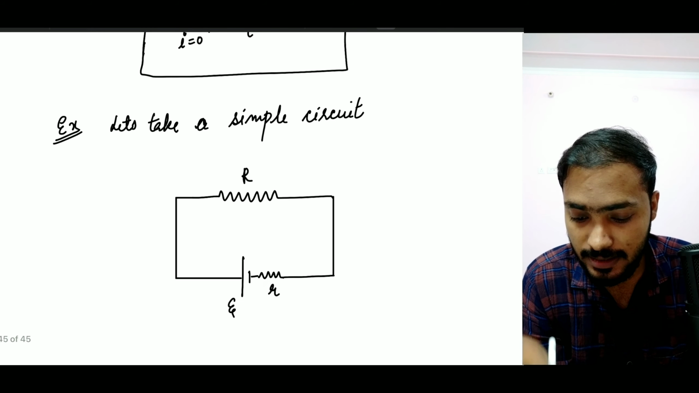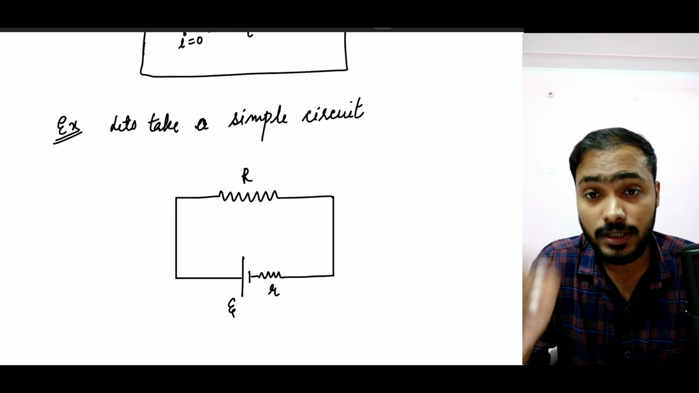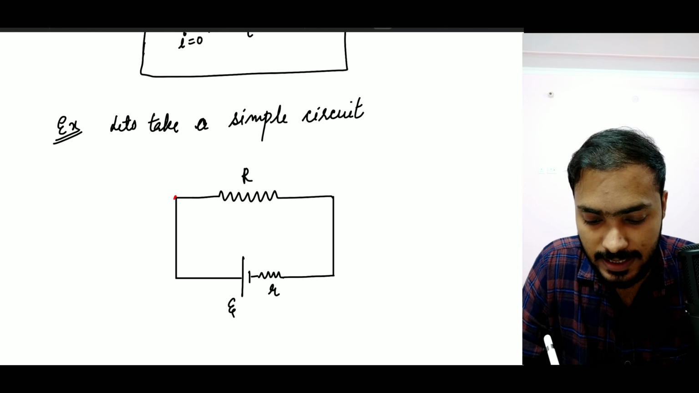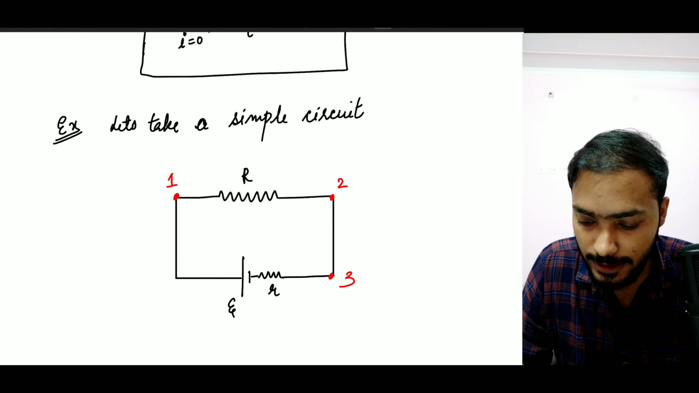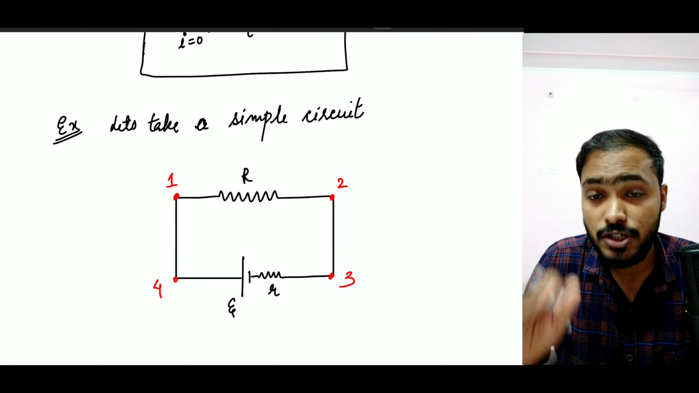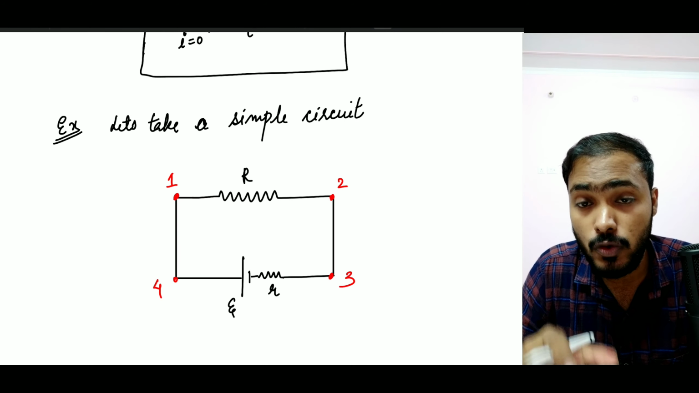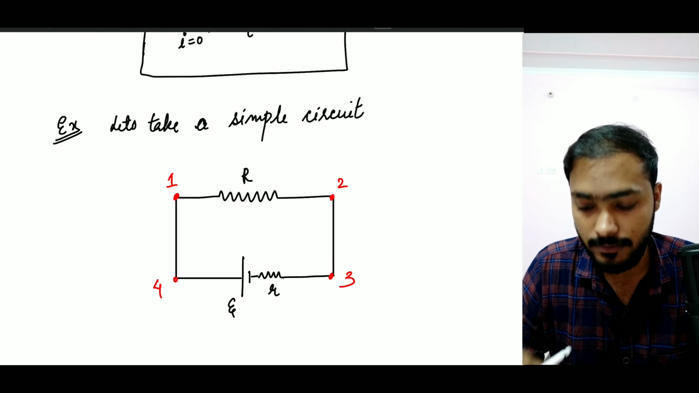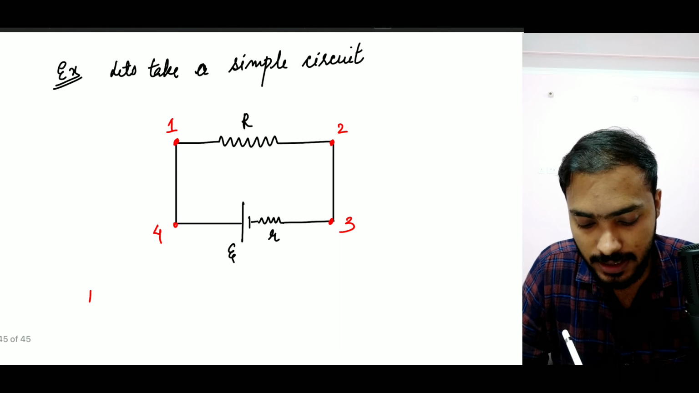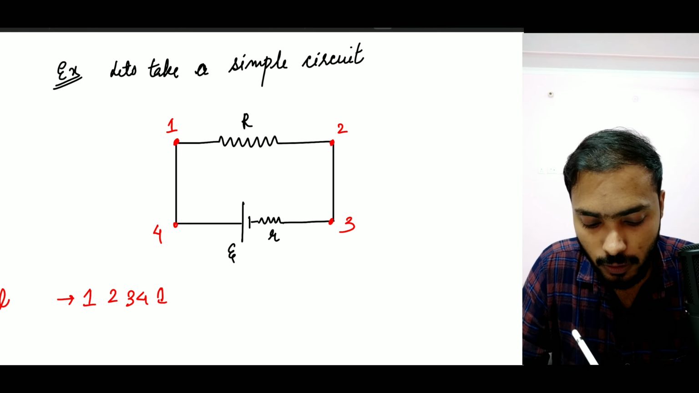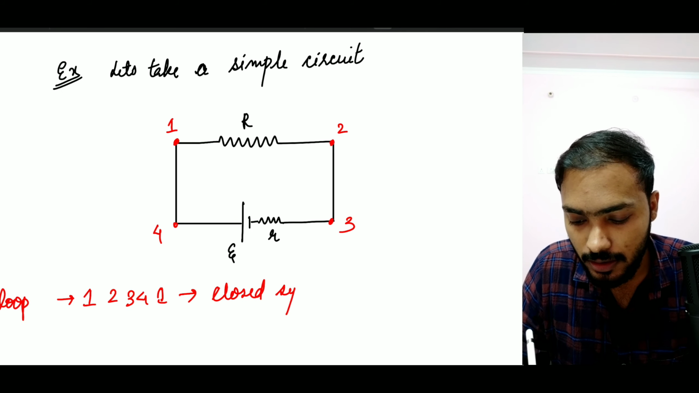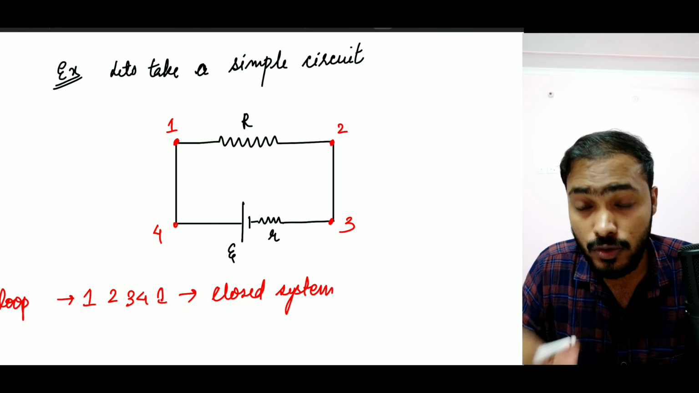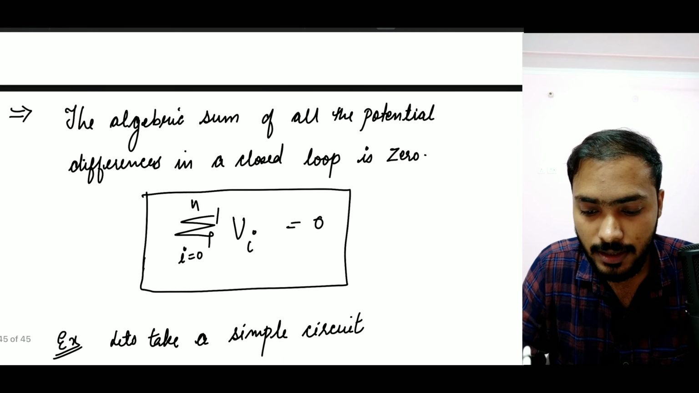So I have a simple circuit over here, right? So what I will do here is I will choose the loop. So let's say this point is 1, this point is 2, this point is 3, this point is 4. So firstly I have chosen a closed loop. I have chosen a closed system, right? So in this closed system, that is 1, 2, 3, 4 and back to 1, this is my loop, right? Or I can say this is my closed system, right?